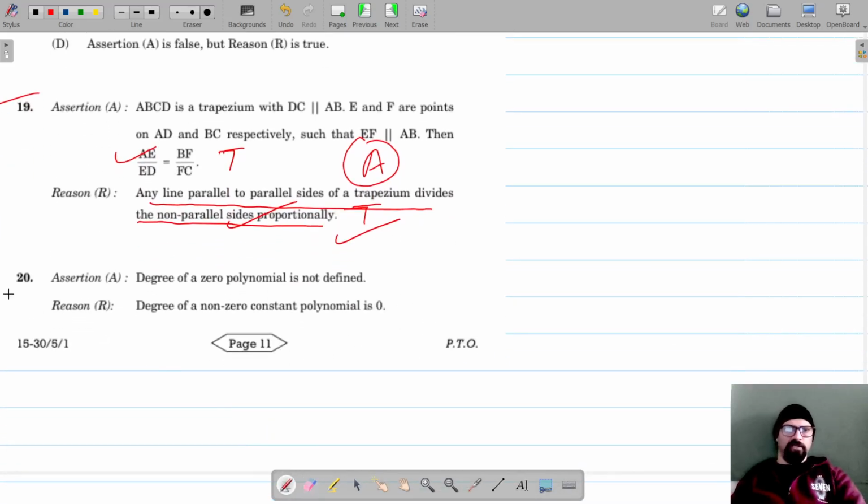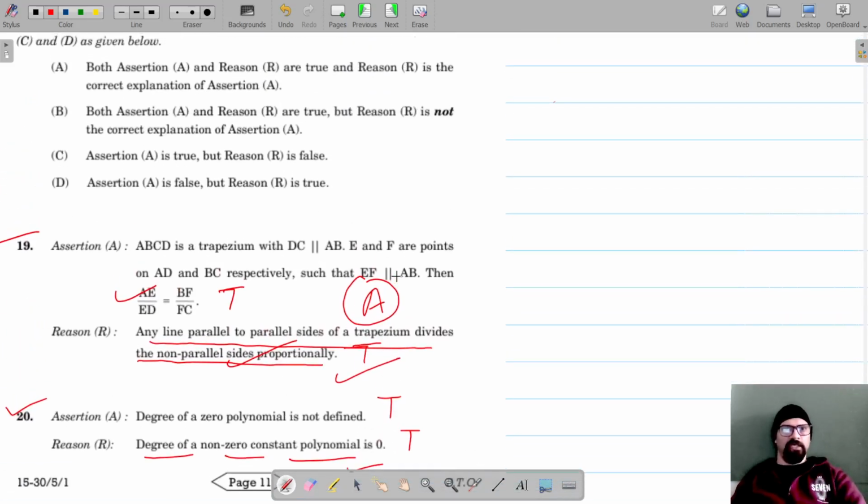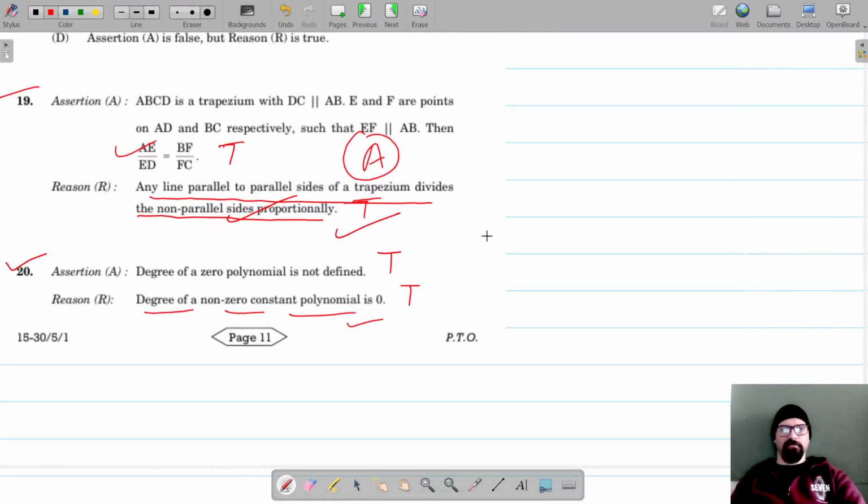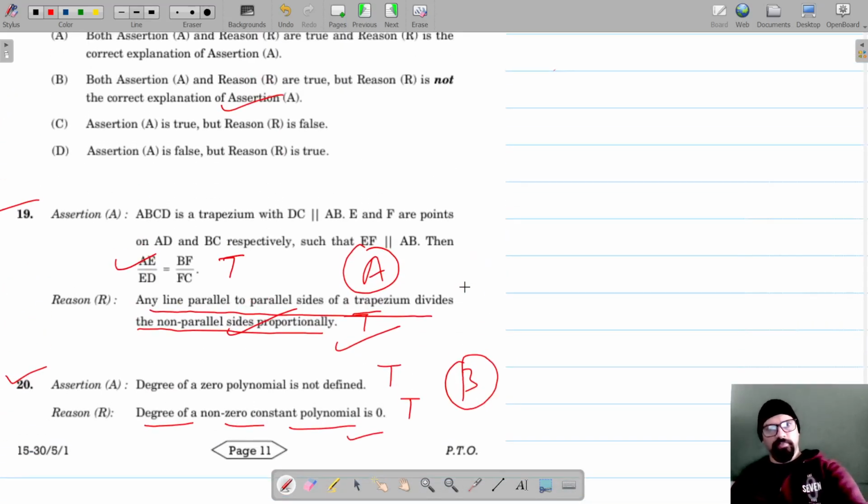the 20th one. Degree of a zero polynomial is not defined. That is true. Degree of a non-zero constant polynomial is also true, but this is not the correct explanation of A. So A and R are both true, but reason R is not the correct explanation of A. So our option here is B. So B is the correct option for this one.